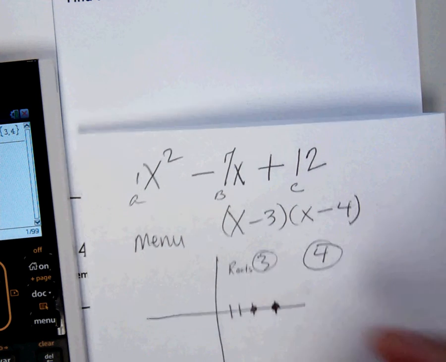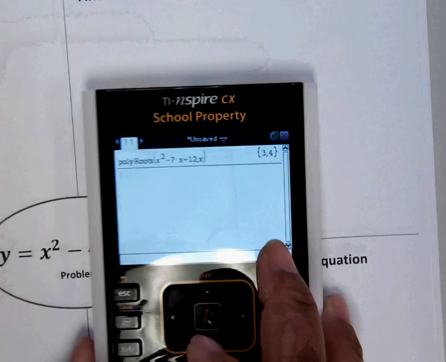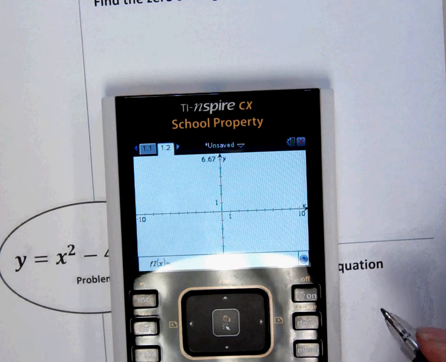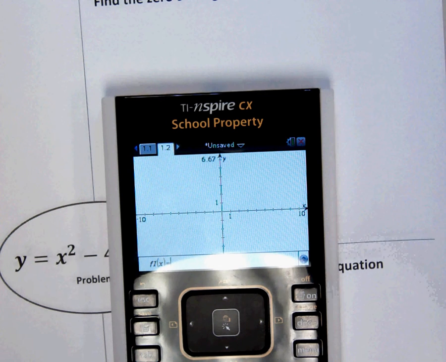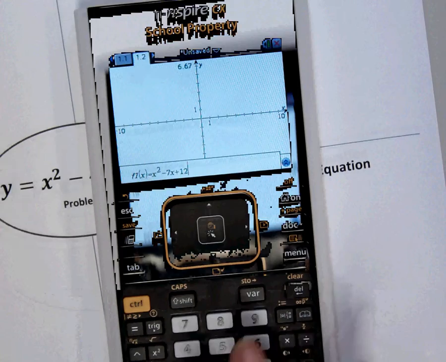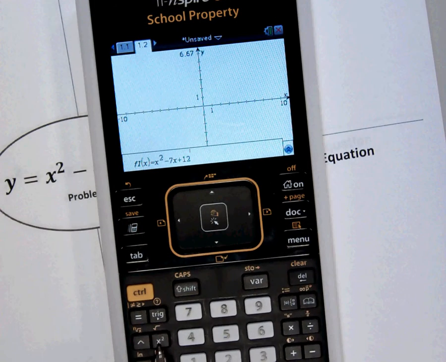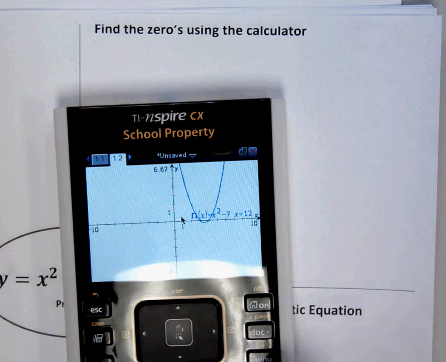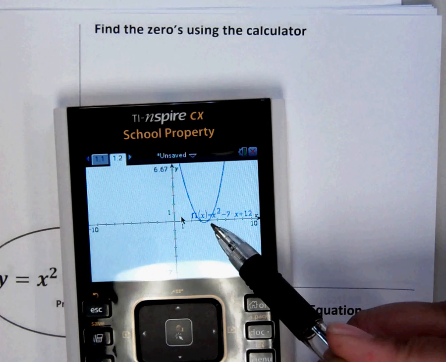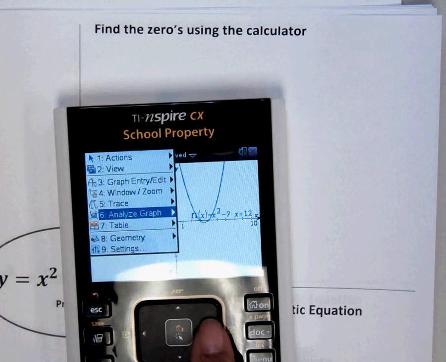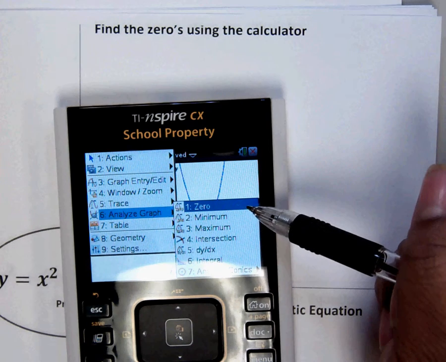Okay? Let's talk about the other method. You are going to go to the graphing screen, and you are going to put in x squared minus 7x plus 12. And I used this button here for the square. When you press enter, you see where it crosses. But just to make sure that that's 3 and 4, hit menu, go down to analyze, because we want to analyze it.